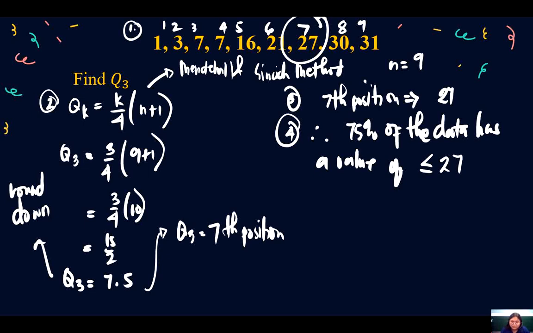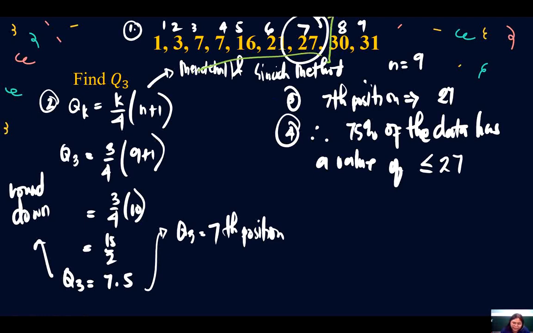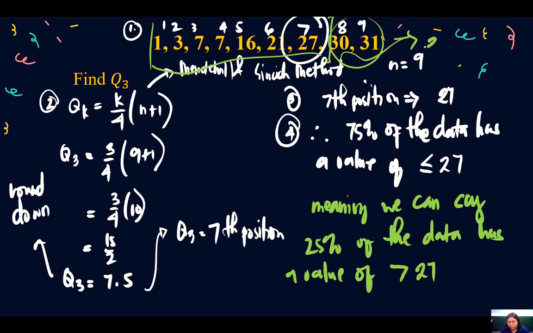So, ibig sabihin, yung 75% na respondent, dito lang naikot yung kanilang data. Okay? So, meaning, we can say that 25% of the data has a value of greater than 27. Which is ito, class. Ito yung 25%. Ito, mula dito hanggang dito, ayun yung 75%.